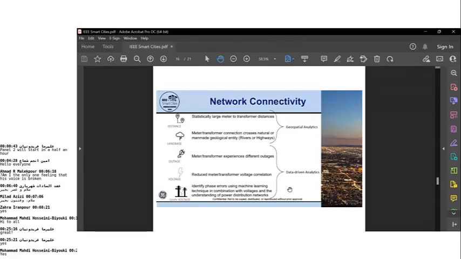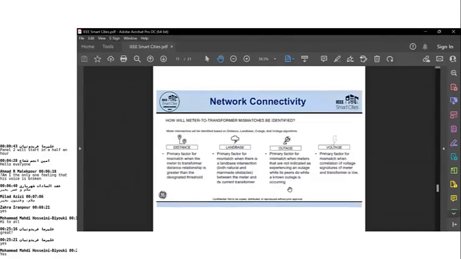So how will meter to transformer mismatches be identified? It has 4 separate analytics. One is distance analytics. It's the primary factor for mismatch when the meter to transformer distance is greater than a designated threshold. The distance threshold is calculated for each transformer based on its paired meters. And the meter population density is very important here, which has been taken into consideration.